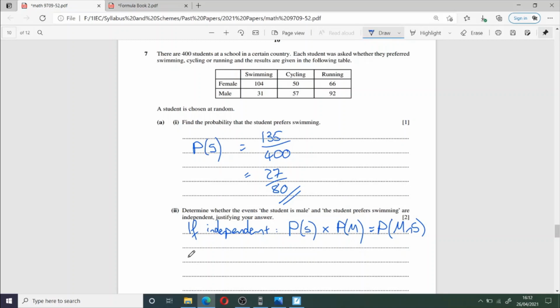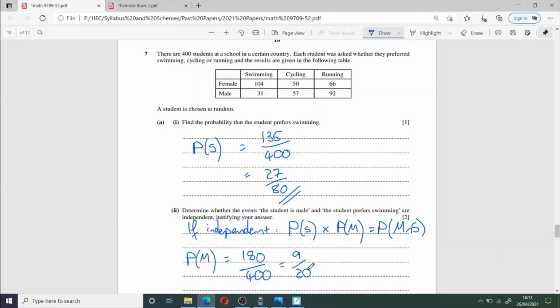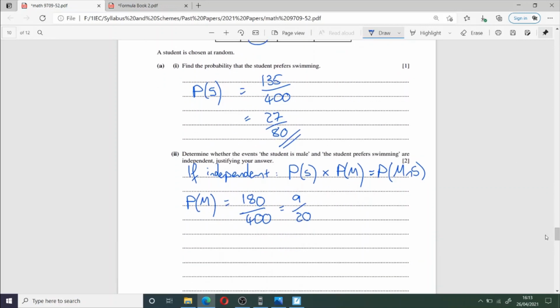P of S we've already worked out. Let's work out the P of M. So that is the number of males, so 31, add 57, so 88, add that to 90, so 180, out of 400. We can simplify that as well. So 9 over 20. And now let's also work out the probability of being male and preferring swimming. So male swimming, that's that one there, 31 over 400.